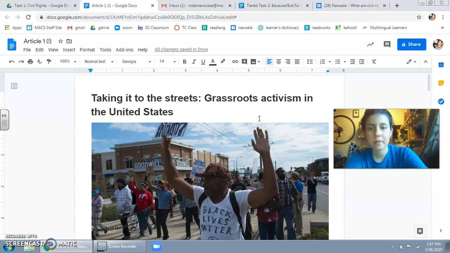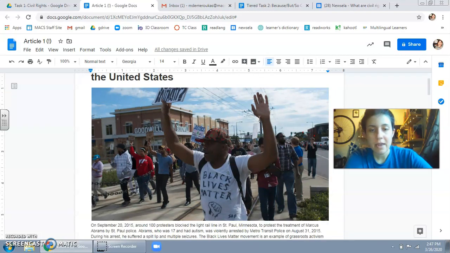Here we go. The title of this article is Taking It to the Streets: Grassroots Activism in the United States. Below there's a picture of a man with his arms up, and he's wearing a t-shirt that says Black Lives Matter. You might be familiar with this movement. It's a group that protests against violence towards black people, black and brown people, specifically cases where police officers have used force that have seriously hurt or killed young black men.